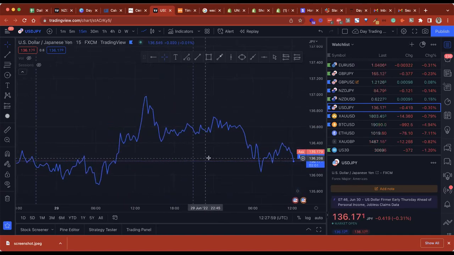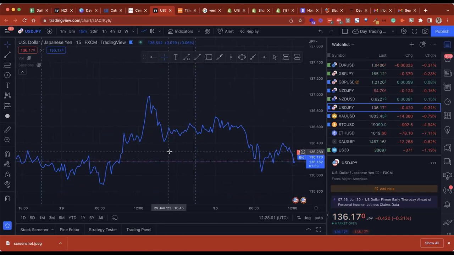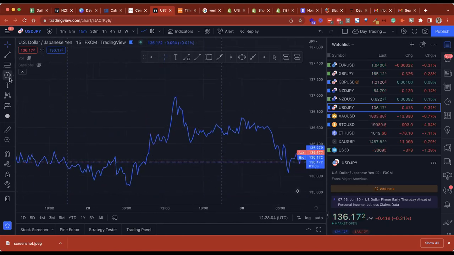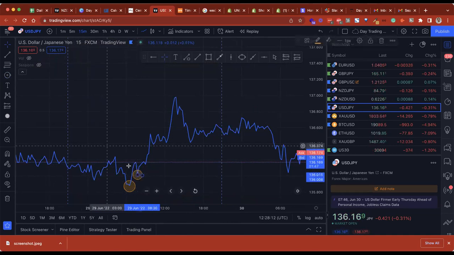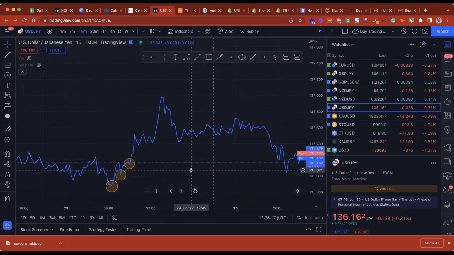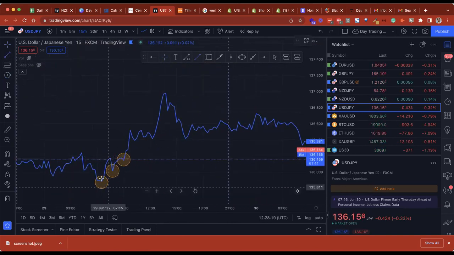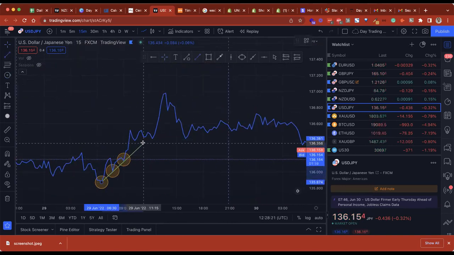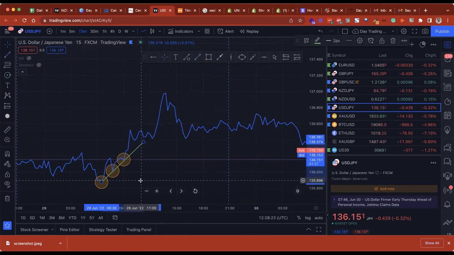So let me see if I can help us identify 3 touch points. Here's one right here. Here's another one right here. Here's another one right there. So that's 3, because I can see a line going through this. Can you guys see that? So boom, there we go. Now we've got a nice little trend line building right there.